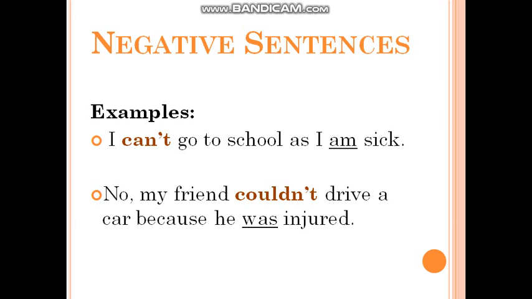If you have to put a word here, can't or couldn't, one of these two, how would you come to know whether it is present or past? Read the sentence carefully. Check what the situation is, what time is given. So it's he was injured. I have underlined here the verb was. He was injured. It's a past tense. So we're using here couldn't. My friend couldn't drive a car because he was injured.